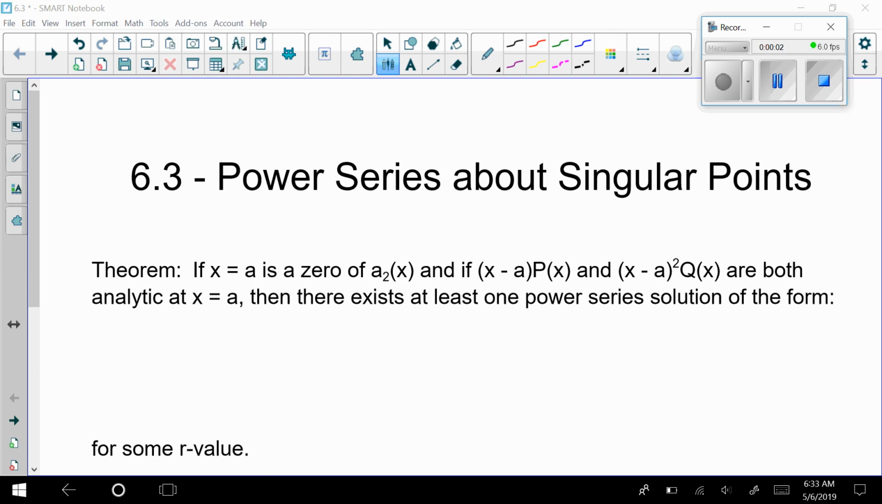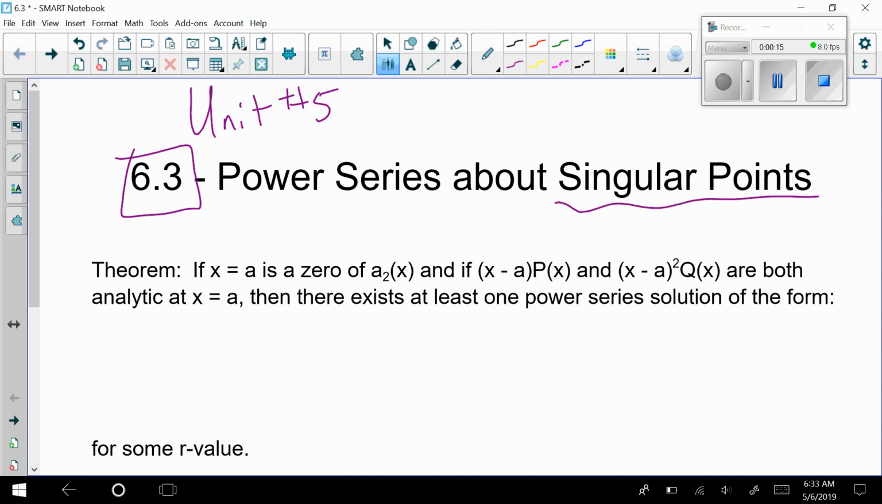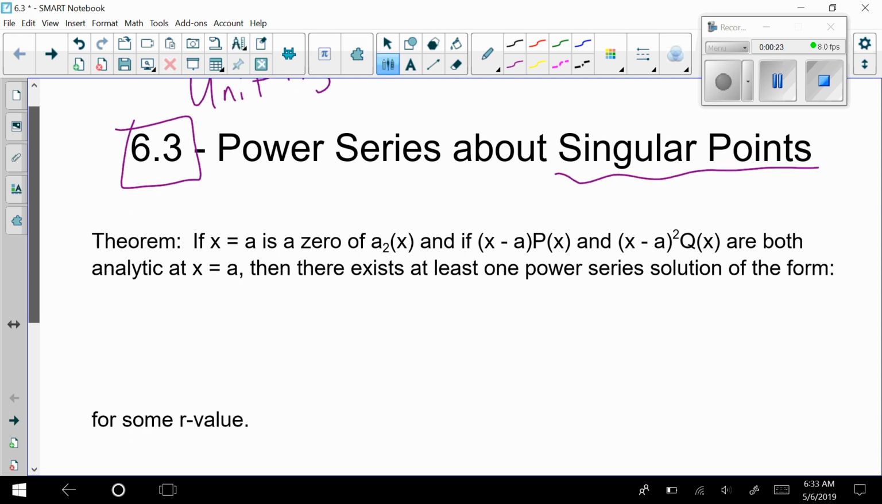Hello, differential equation students, and welcome back to unit number 5, our last unit, and we're on to 6.3. This will be an introductory video to power series about singular points. So far what we've done is ordinary points, and now we're going to try to tackle some power series solutions about singular points. So we're going to need this theorem down here.